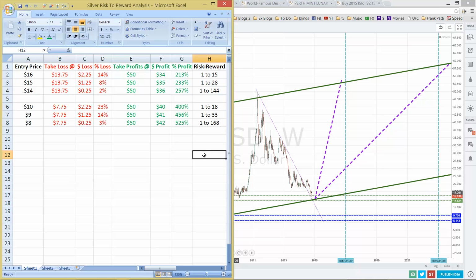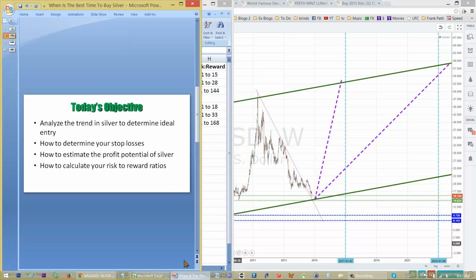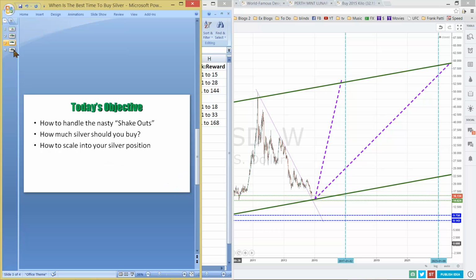So for a lot of people, including myself, those are very good risk to reward ratios, and I will be happy to take that kind of risk to gain that kind of reward anytime. So let me go back to the slides over here to make sure that we covered everything. So that's covering the profit potential of silver, and we calculated the risk to reward ratio.